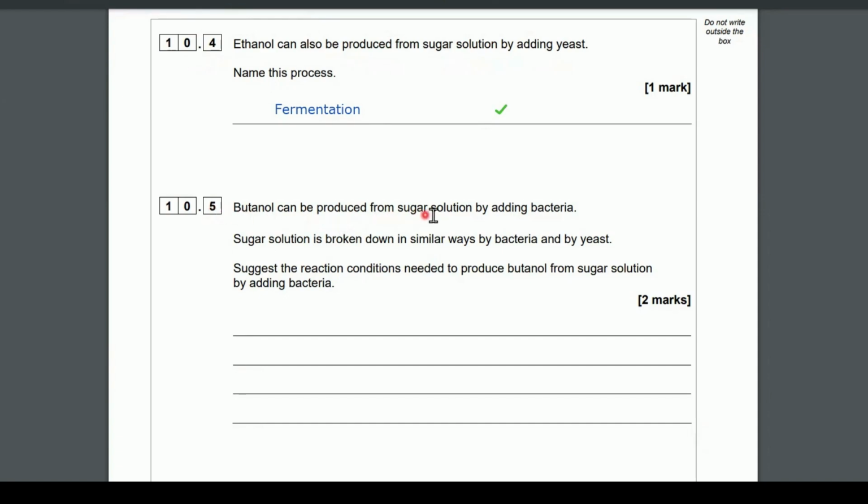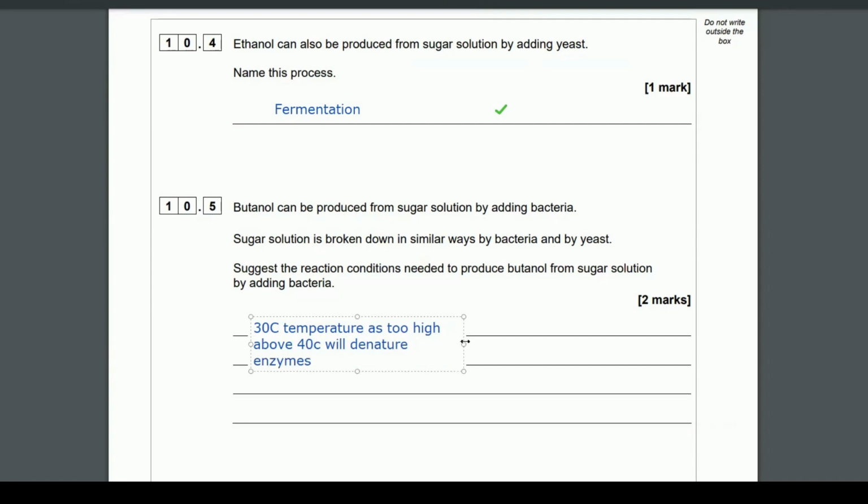10.5, butanol can be produced from sugar solution by adding bacteria. Sugar solution is broken down in similar ways by bacteria and by yeast. Suggest the reaction conditions needed to produce butanol from sugar solution by adding bacteria. So, we want 30 degrees temperature, as too high above 40 degrees will denature enzymes.